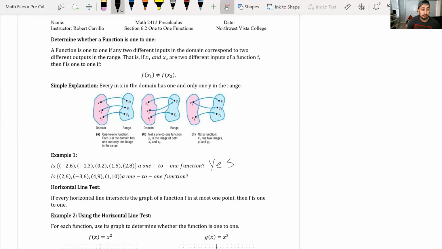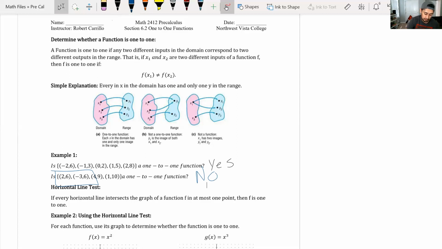Now the second set of coordinates, 2 goes to 6, -3 goes to 6, 4 goes to 9, 1 goes to 10. Well, we already see our issue here. (2, 6), (-3, 6). We have two different x values going to the same y value. So this, yes, is a function, but it is not one-to-one. So, no. Again, to be one-to-one, every x has exactly one and only one y in the range.